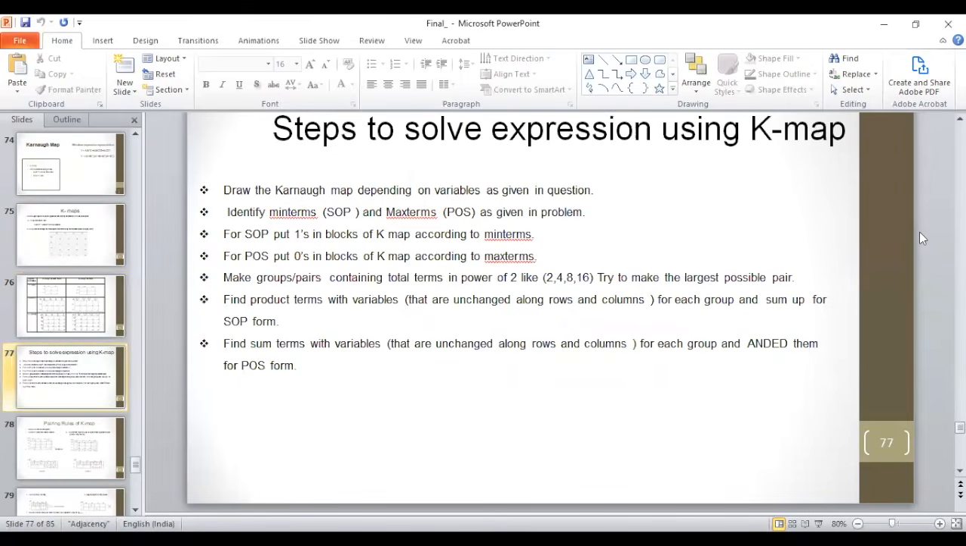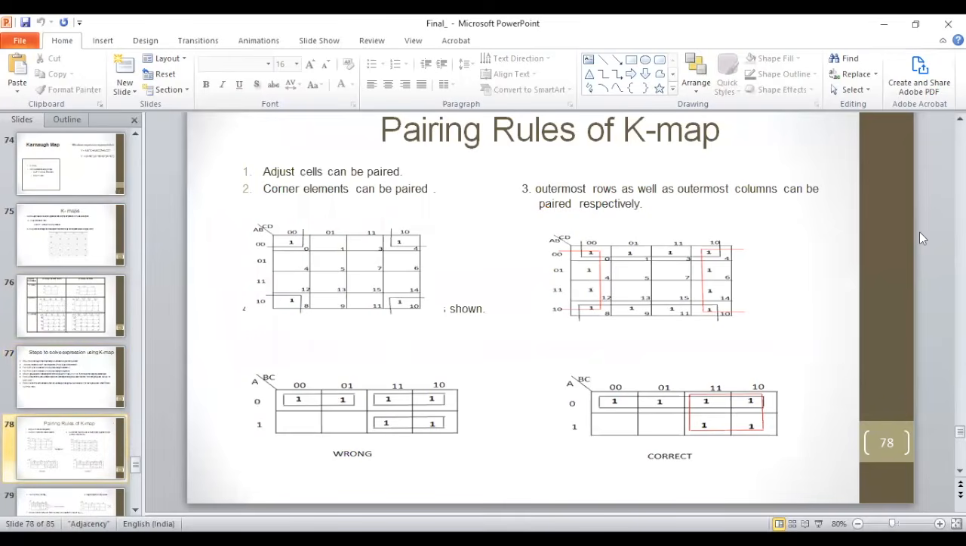Certain steps are being followed. First of all, you have to understand whether it's SOP or POS. For SOP, we are keeping value 1 high. For POS, we are keeping consideration of 0. Okay. So some rules are there. Adjacent cells, as in front of you. You can see the adjacent cells.